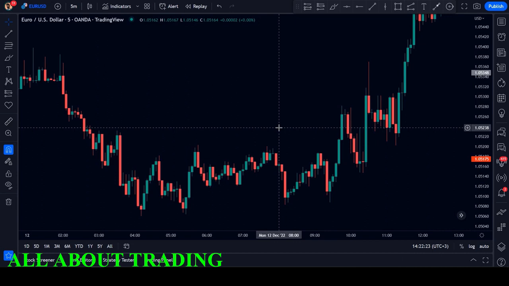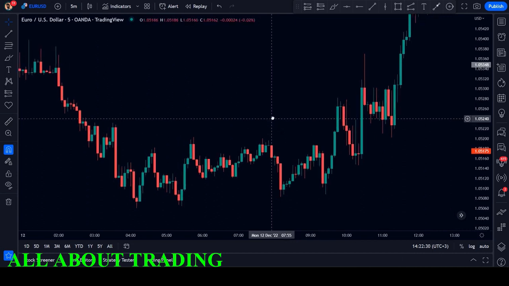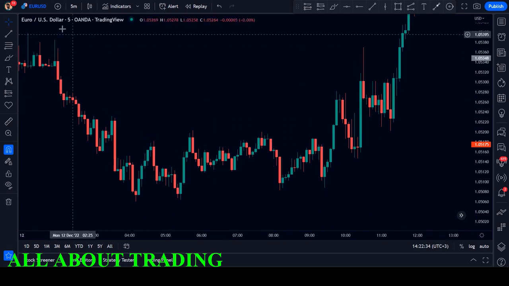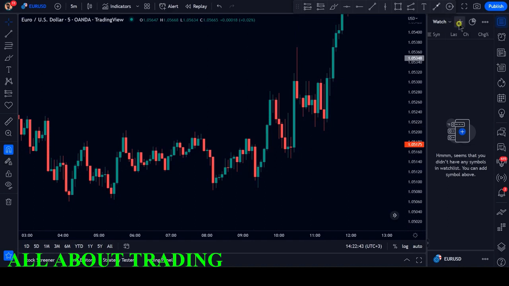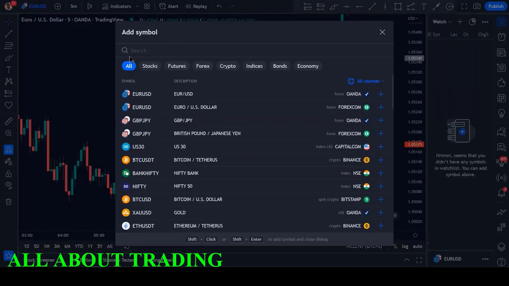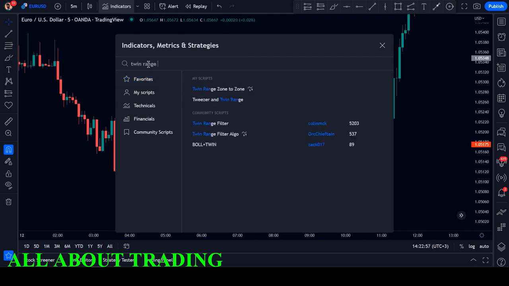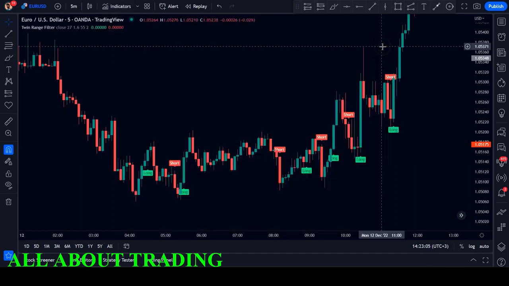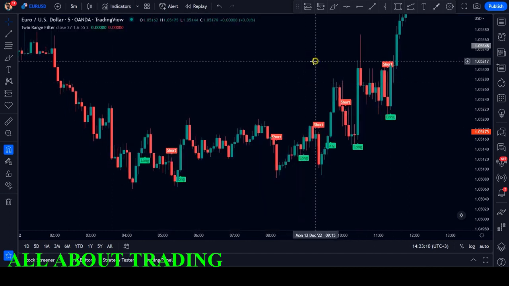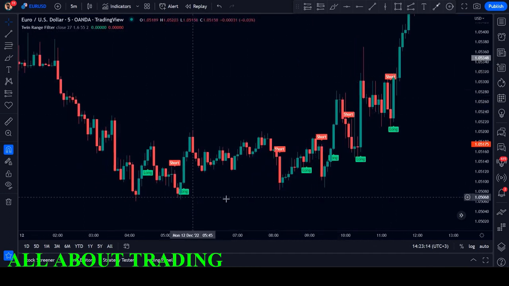First things first, get on TradingView and load whatever forex pair or trading security that you like. For me, I'm gonna be using the EURUSD on a 5-minute time frame, but this strategy will work on any security that you like. Now head over to the indicator search tab and type in twin range filter. Click on this one by :MCK. The default settings for this indicator will work perfectly, no need to change anything.